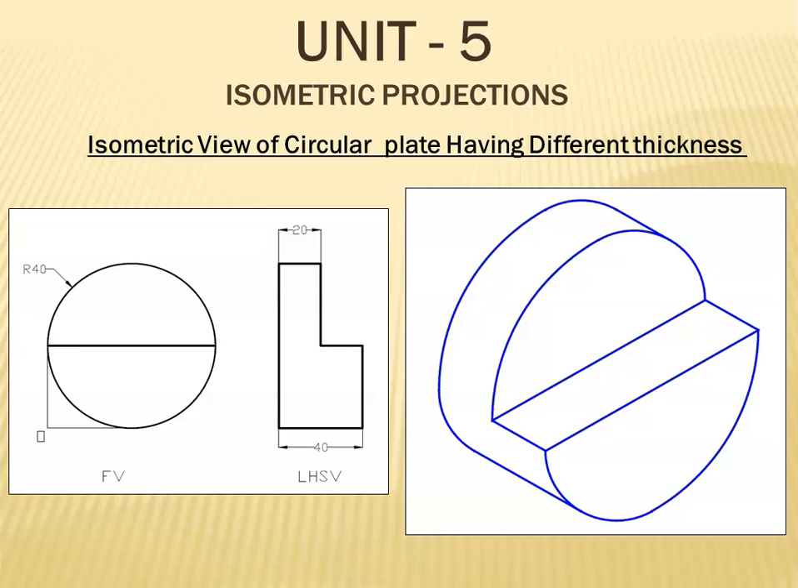Hello friends, today we are going to see how to draw an isometric view of a circular plate having different thickness. In the given question you can see there are two views. In one view it is clear it is circular in nature, and in the other view you can see a different thickness. It does not have uniform thickness, but a different thickness at different points. So let's start with the problem.